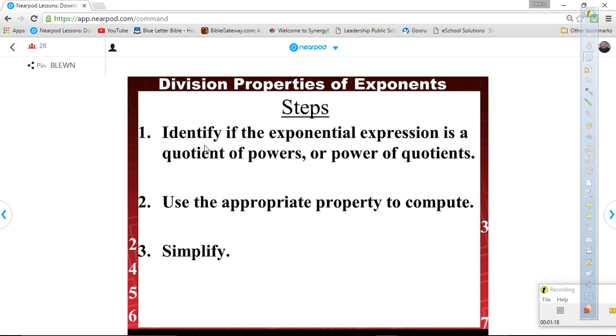Don't copy these. We'll copy these tomorrow because I want us to get to the practice, but look at the steps. We're going to identify the exponential expression, whether it's a quotient of powers or power of a quotient. Pretty much the same steps from multiplication that we did last week. Use the appropriate property to compute and simplify. Do they look familiar? Yeah, right? Just the properties are different: quotient of powers, power of a quotient. Today we're going to focus on quotient of powers.